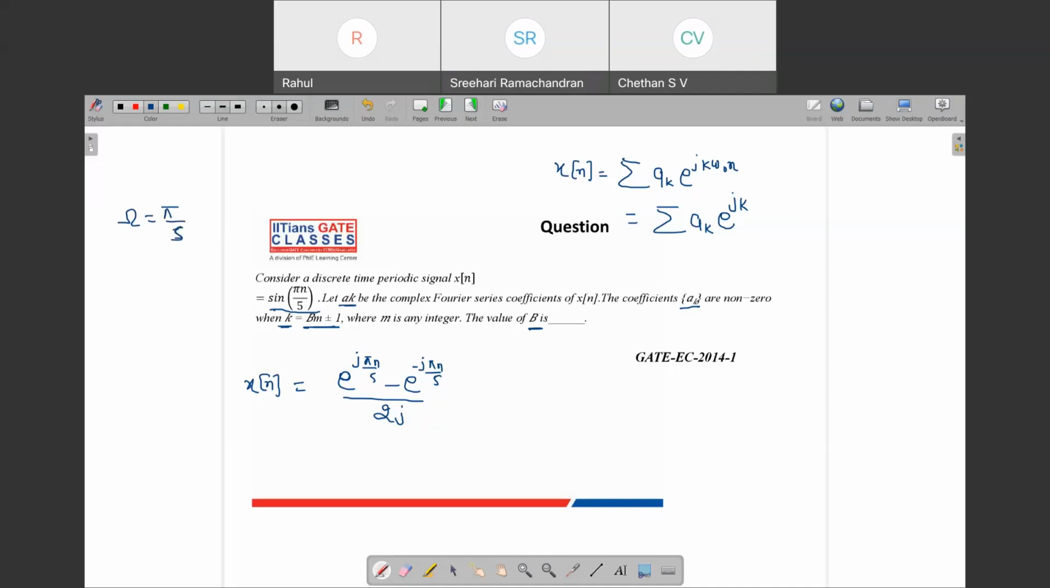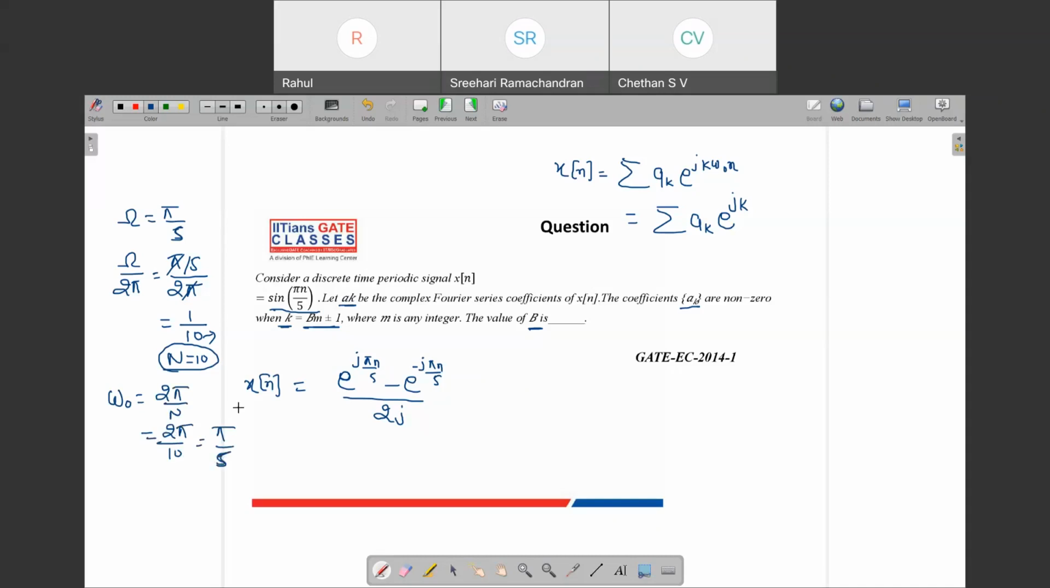We know how to find out the time period: divide it by 2 pi, so it will become pi by 5 by 2 pi. This pi and pi will cancel out each other, and this will become 1 by 10, and this 10 we call a capital N, right? This is the time period. So omega naught will be given as 2 pi by capital N, which is equal to 2 pi by 10, which is equal to pi by 5.